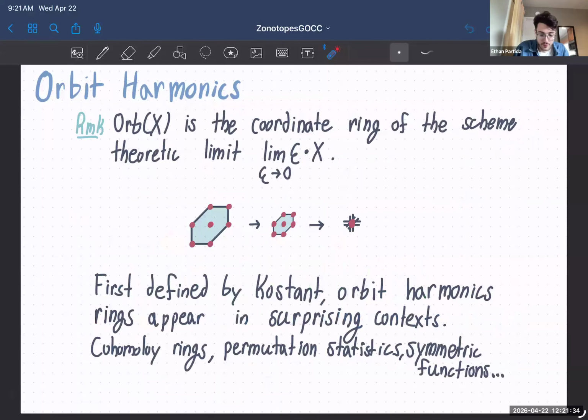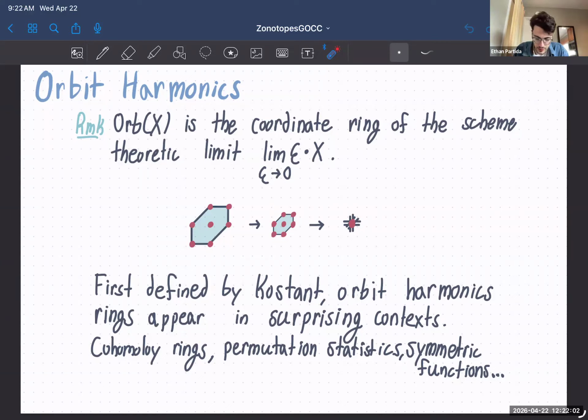And so if this isn't helpful for you, you don't have to worry about it. But for me, it's quite helpful to think about. There's a geometric way to construct this ring, orb of x, as the coordinate ring of a scheme limit. So you should take your finite set of points and scale them towards the origin, just scale them by some number epsilon. And then once epsilon is equal to 0, I'll just be left with the point 0.